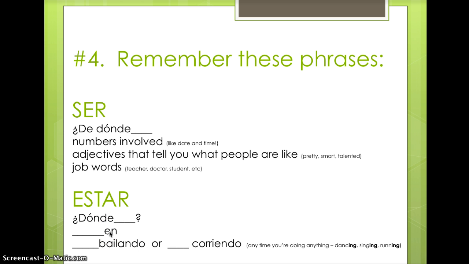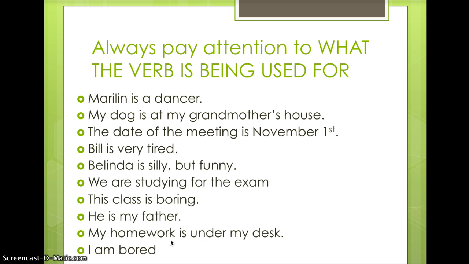En means in or on or at, and anytime I'm going to use any of those words, I'm talking about location. Bailando and corriendo, that's that present participle or that action in progress that I was talking about on the previous screen. So that's what it looks like. And whenever you see that right after the blank or in a sentence, it's always going to go with the verb estar. Okay, so always pay attention to what the verb is being used for.